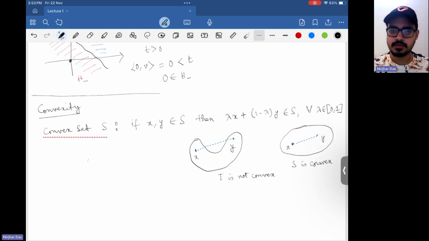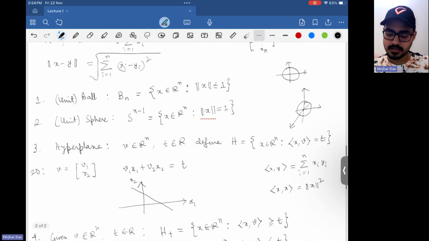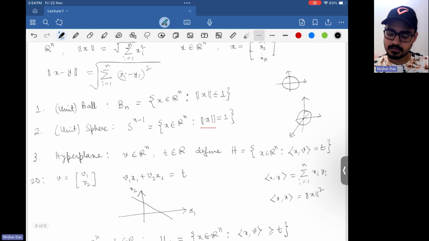Moreover, from the objects that we defined earlier, you can see that the unit ball is a convex set. Why? It's an easy exercise to show that if the norm of x is less than or equal to 1 and the norm of y is less than or equal to 1, then lambda x plus 1 minus lambda y also has a norm less than or equal to 1. You can show this using the triangle inequality. So this is indeed a convex set.